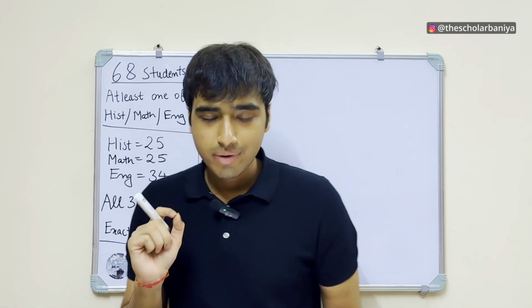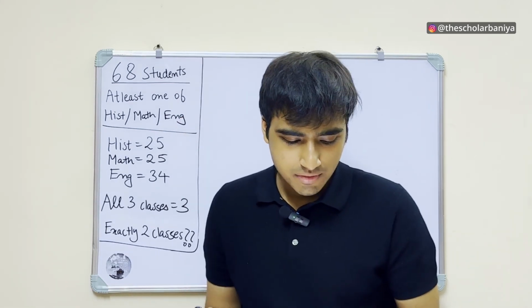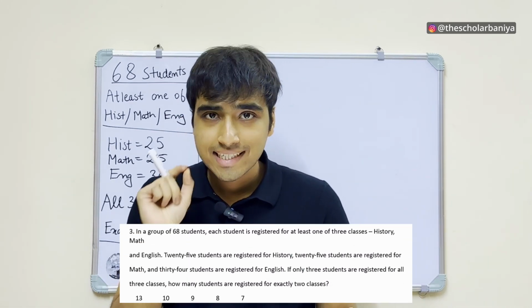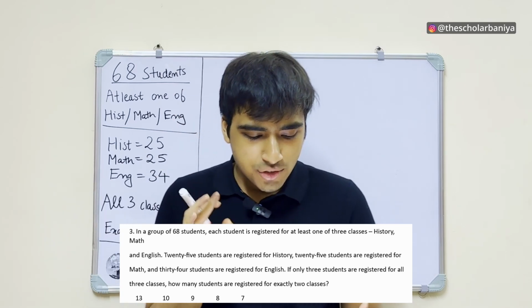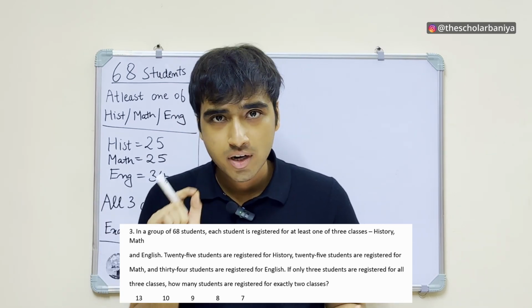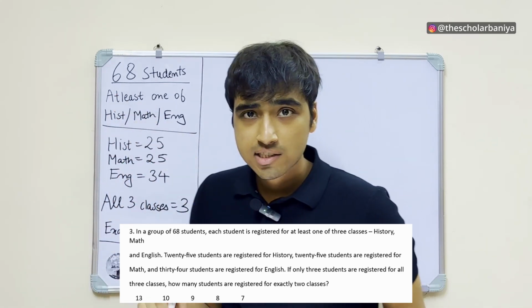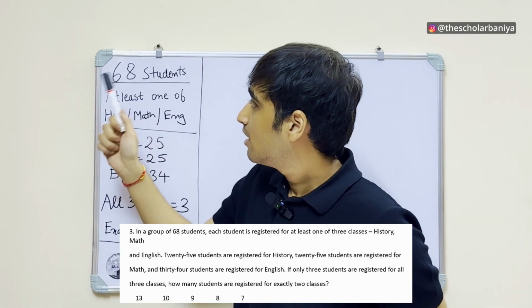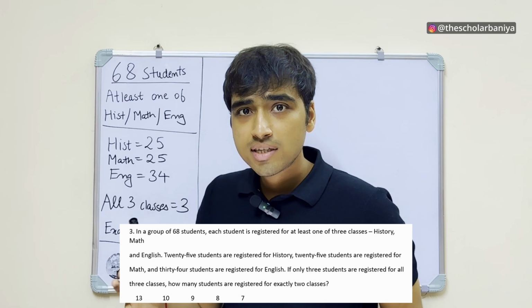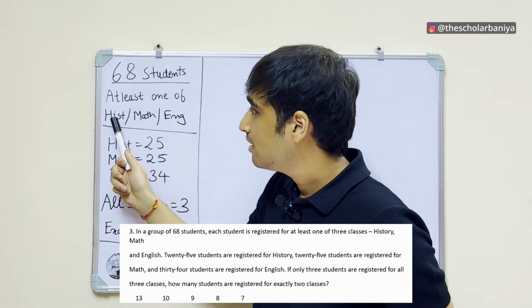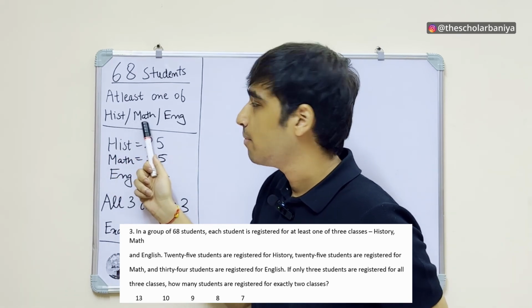So let's move on to the next question, guys. In this question, we are given that in a group of 68 students, each student is registered for at least one of the three classes, history, math, and English. So there are a total of 68 students, and each student is registered for at least one of the classes, either history or math or English, right?